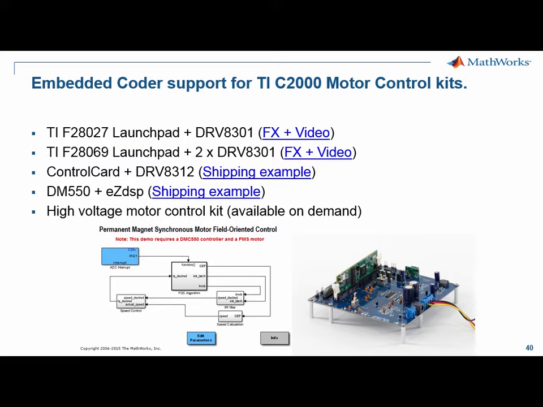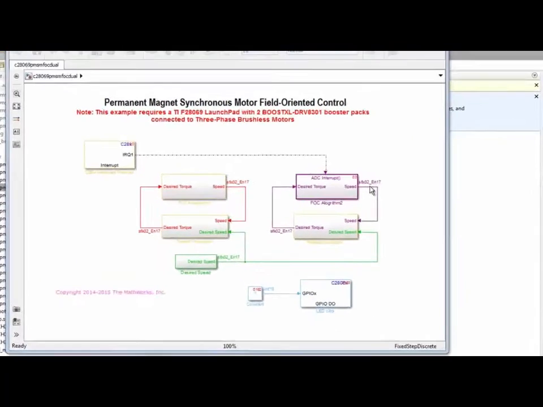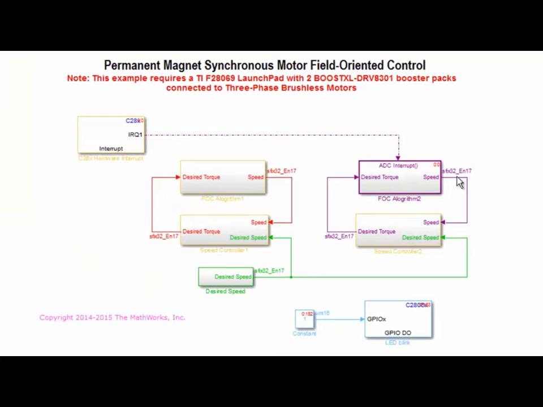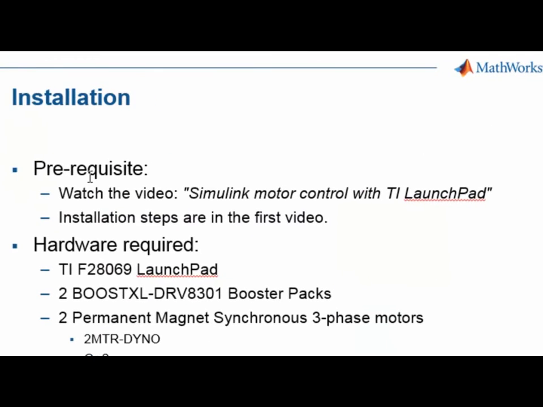And now I will play a video that will show you how to control two motors with the F28069 LaunchPad. I will present today how to control two three-phase brushless motors using one F28069 LaunchPad. There is a prerequisite to better understand this example. I strongly recommend you watch the video entitled Simulink Motor Control with TI LaunchPad. This previous video is controlling one motor with a F28027 LaunchPad.